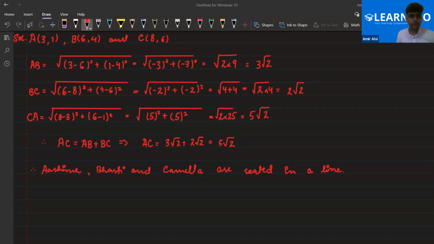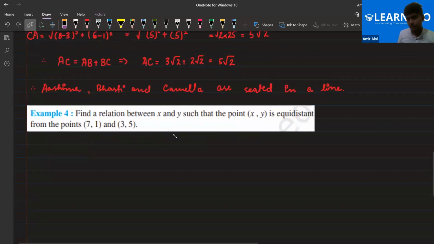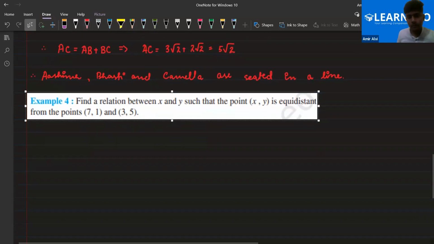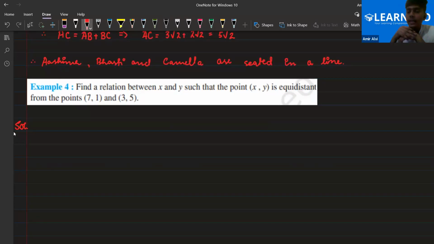Let me check if there is any question for you. Okay, Gianna, there is one more question here. Okay, so let's do that question. Gianna, this question says: find a relationship between x and y such that the point (x, y) is equidistant from the points (7, 1) and (3, 5). We have to find the relationship between x and y, let me explain it to you.